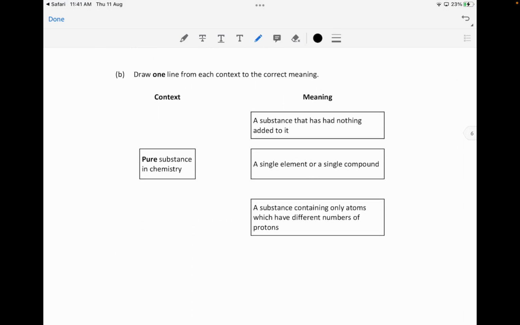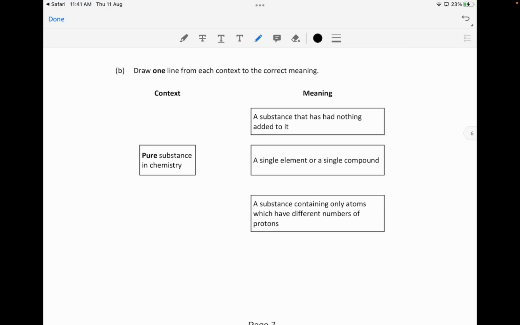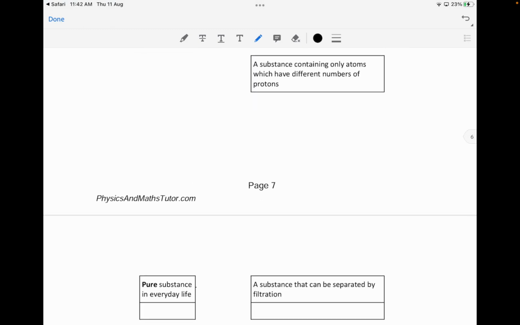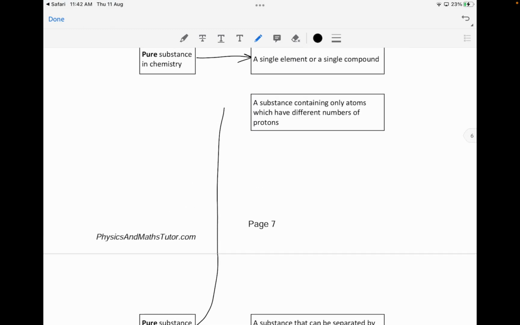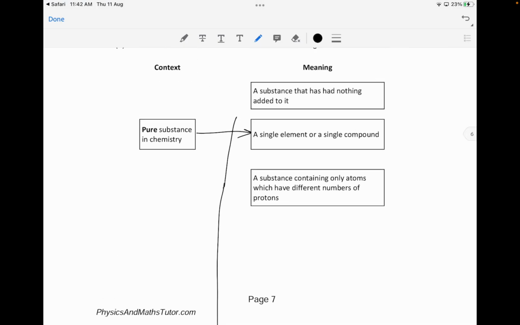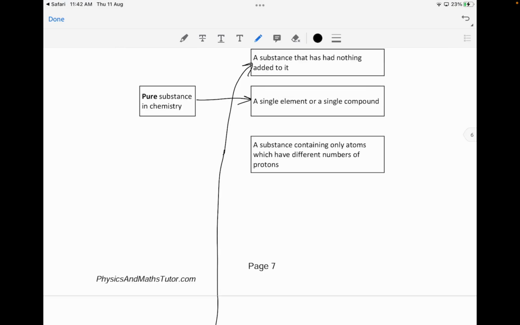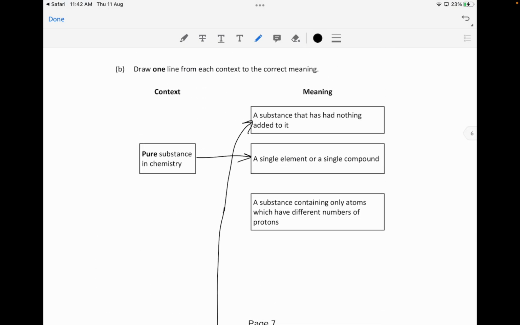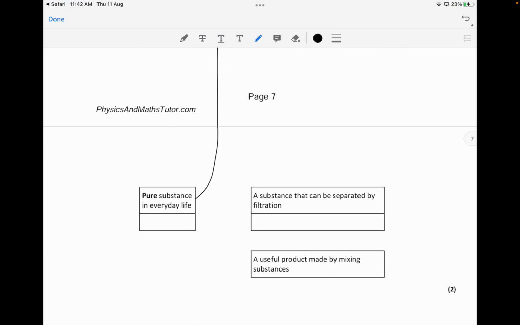Now draw one line from context to the correct meaning. You can see that a pure substance in chemistry refers to a single element or a single compound. Get the definition right. Now a pure substance in everyday life, I'm going to just draw an arrow there, is just a substance that has nothing added to it. So a pure substance in chemistry is a single element or a single compound, and a pure substance in everyday life is a substance that has nothing added to it. Okay, let's move on to the next question.